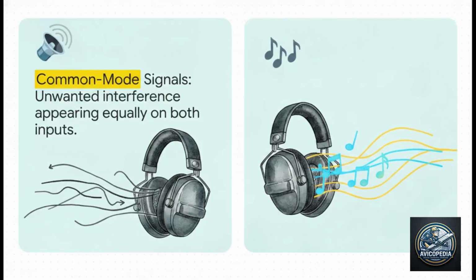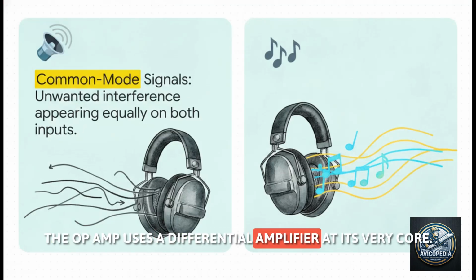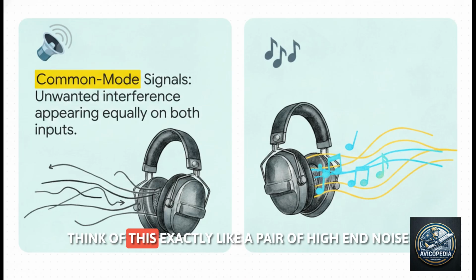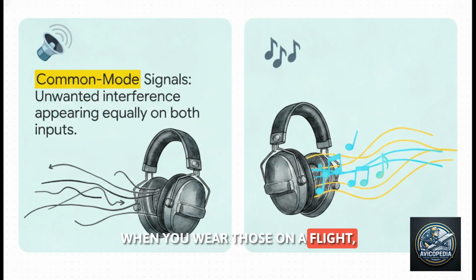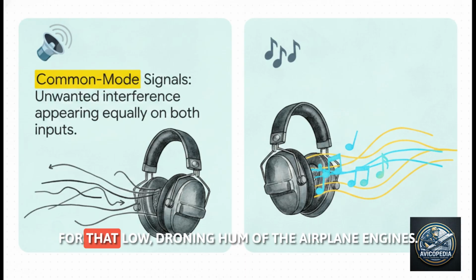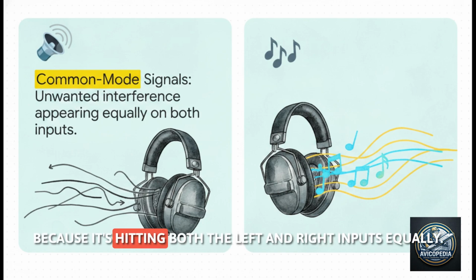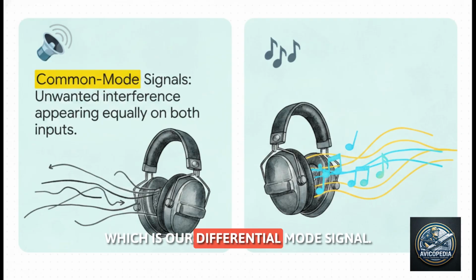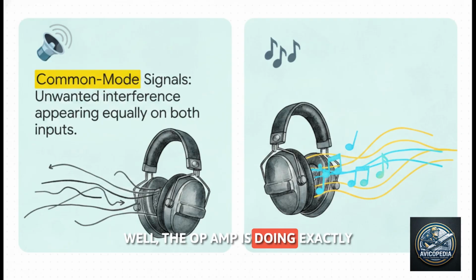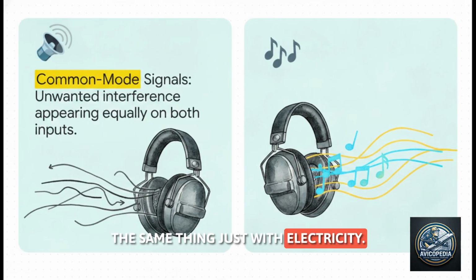To defeat that villain, the op-amp uses a differential amplifier at its very core. Think of this exactly like a pair of high-end noise-canceling headphones. When you wear those on a flight, the headphones are actively listening for that low, droning hum of the airplane engines. We call that a common mode signal because it's hitting both the left and right inputs equally. The headphones reject that hum, but they perfectly amplify the music you actually want to hear, which is our differential mode signal. Well, the op-amp is doing exactly the same thing, just with electricity.